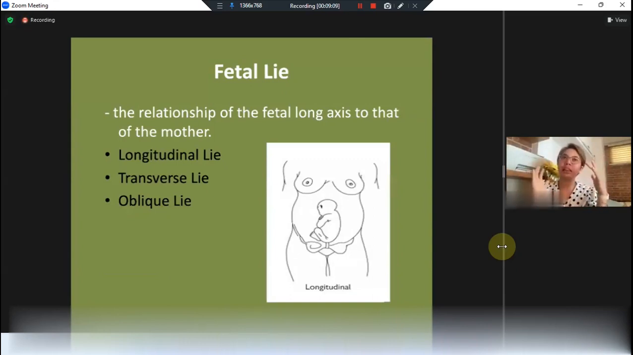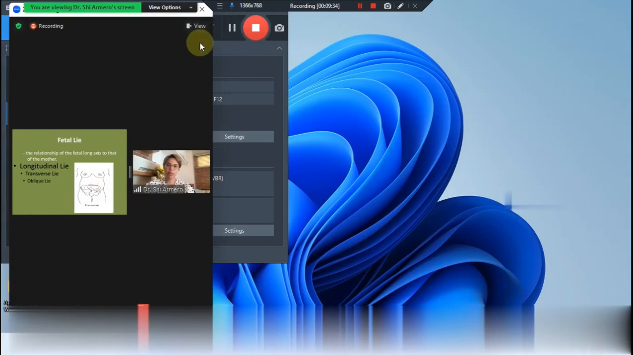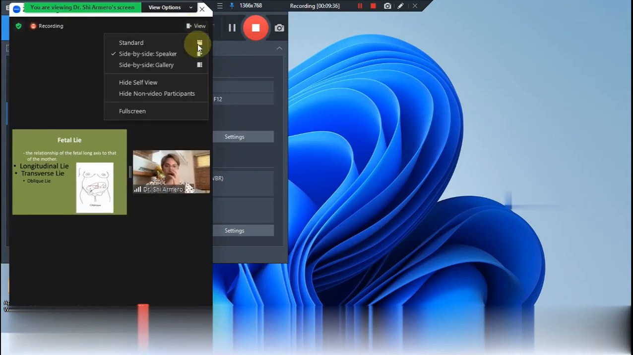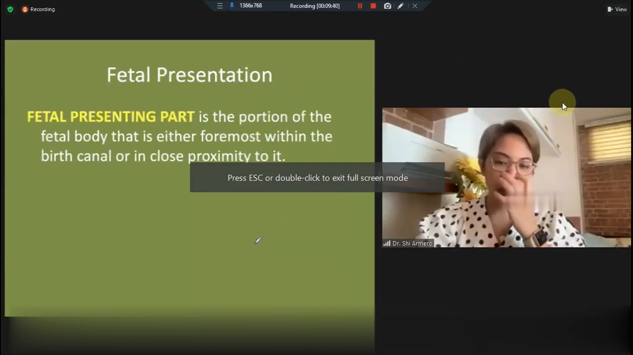Every time we identify something of the fetus, the reference point is always the mother. The mother's right or left, whichever side. So when we say longitudinal, parallel, okay? When we say transverse, perpendicular naman siya, again, on the long axis of the mother. That's transverse. Parallel. Oblique, this is unstable, an unstable line.